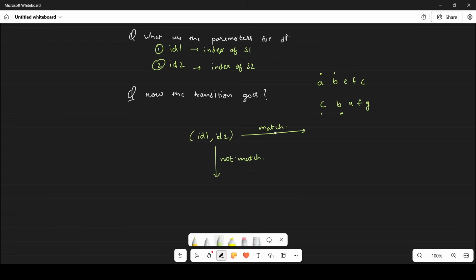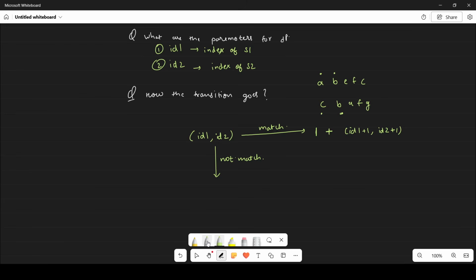So let's see the matching character case first. The transition goes from id1 comma id2 to id1 plus 1 comma id2 plus 1, which is easily seen, as you increment from id1 to id1 plus 1 in string s1 and id2 to id2 plus 1 in string s2, because the characters are matching. So that's why your LCS is increased by 1 also. I hope you understand this transition easily.